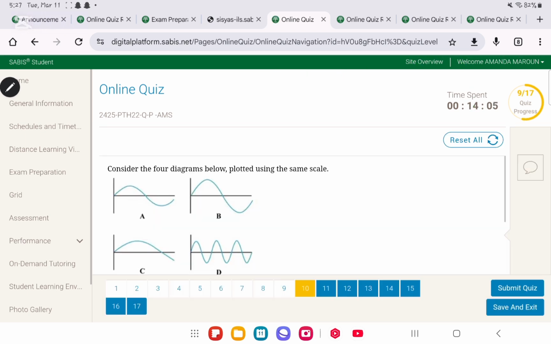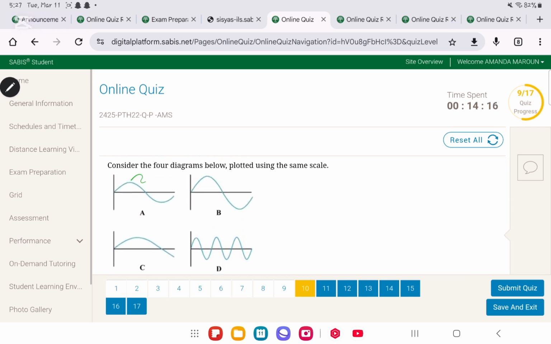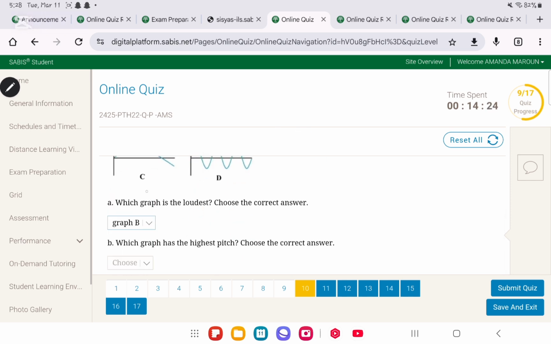We'll move on to question number 10. Here you have to keep in mind which graph is the loudest. When they're saying the loudest graph, that means the graph with the highest amplitude. So we're gonna go up and look. This has a small amplitude. This also has a small amplitude. This also has a small amplitude. This has the biggest amplitude. So the answer is B. Amplitude means the height of the wave.